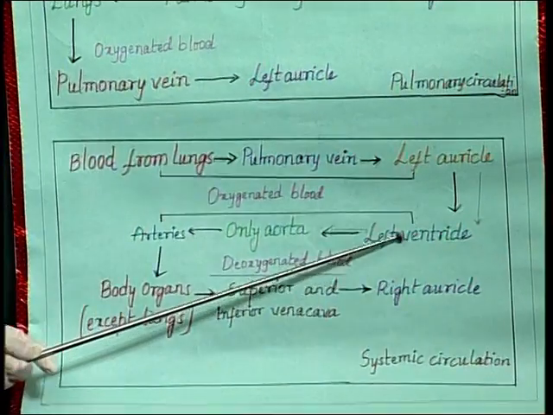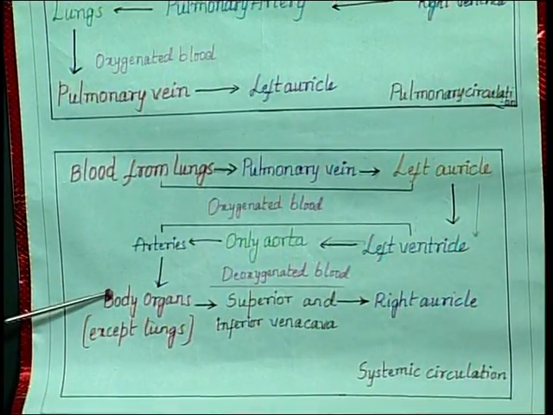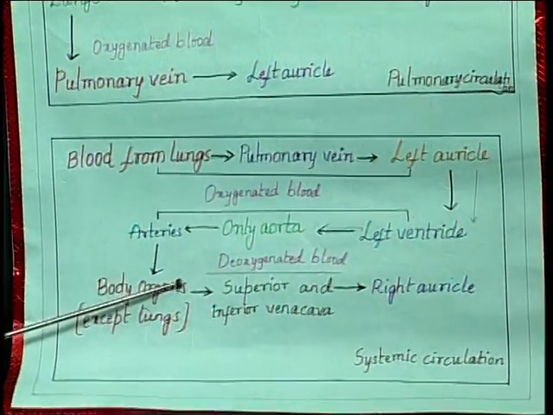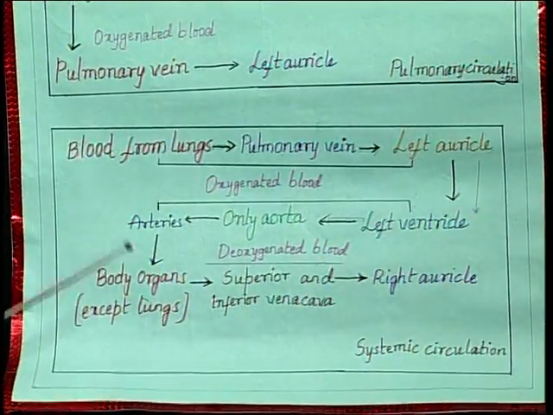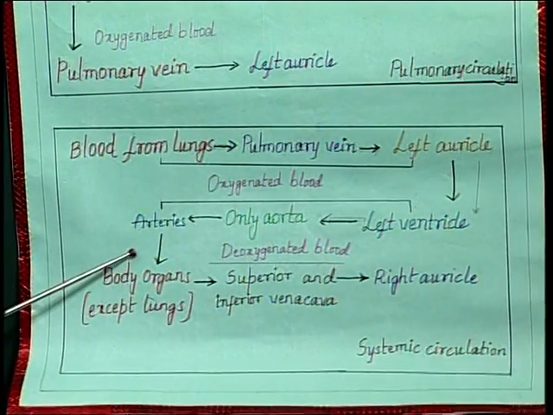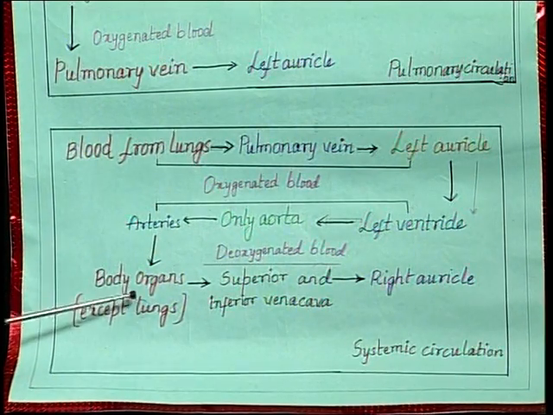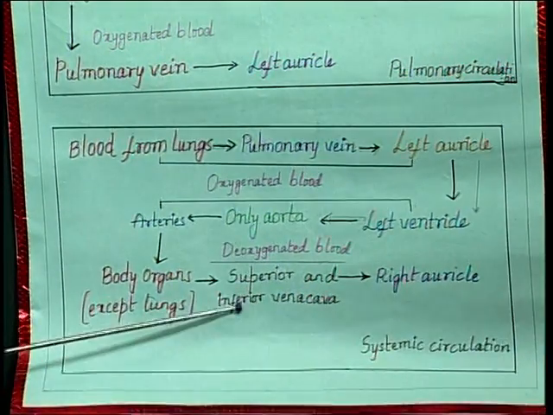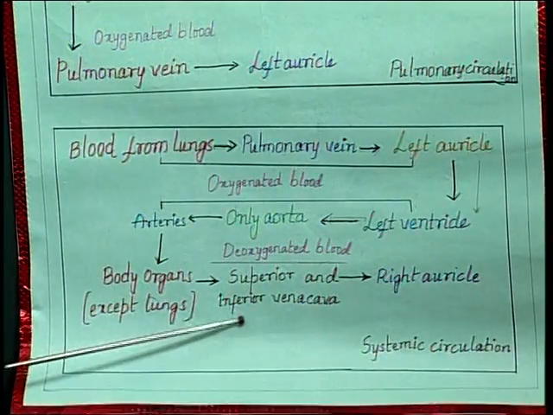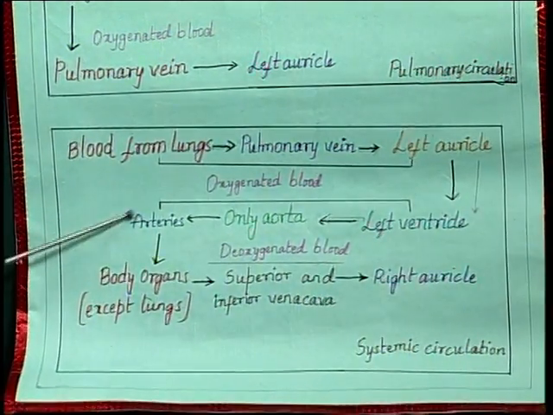From the left ventricle the systemic aorta pumps blood to the different body organs. After the oxygenated blood is pumped to the different body organs, the deoxygenated blood produced in the tissues of the body is carried by the superior and inferior vena cava to the right auricle. This is about the systemic circulation.